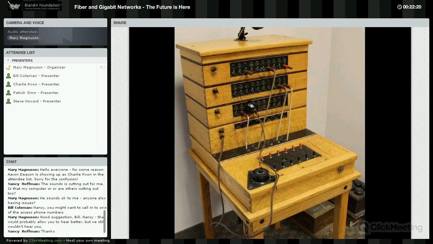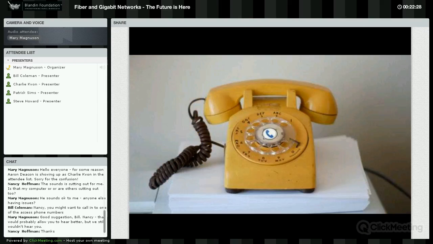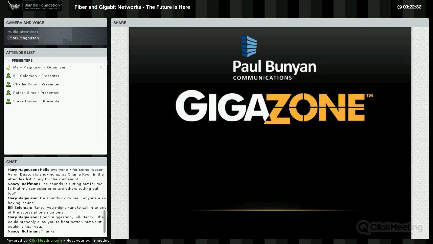Moving on, this might have been one of our initial pieces of our switching network in the early 1950s. Time went on. And, of course, technology moved ahead. We went to things like dial phones and private lines, no party lines. And as Bill mentioned, we recently announced the GigaZone, which is Paul Bunyan's Gigabit internet offering. And as Bill mentioned, we are covering 5,000 square miles.